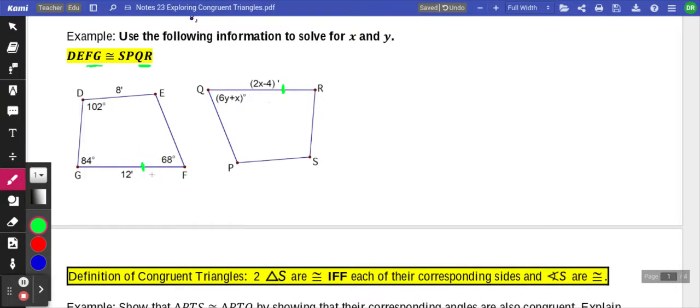And let's go back to what congruent means. Congruent means to be equal in measure. And so equal would mean that 2x minus 4 should equal 12.